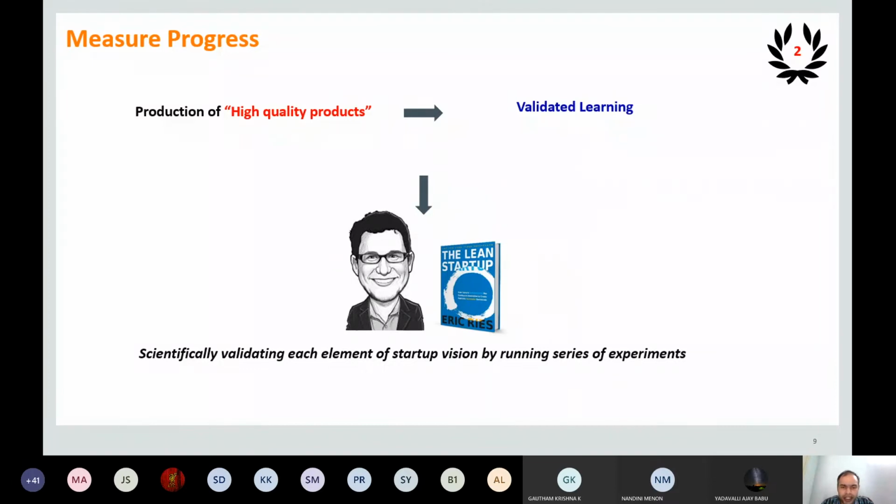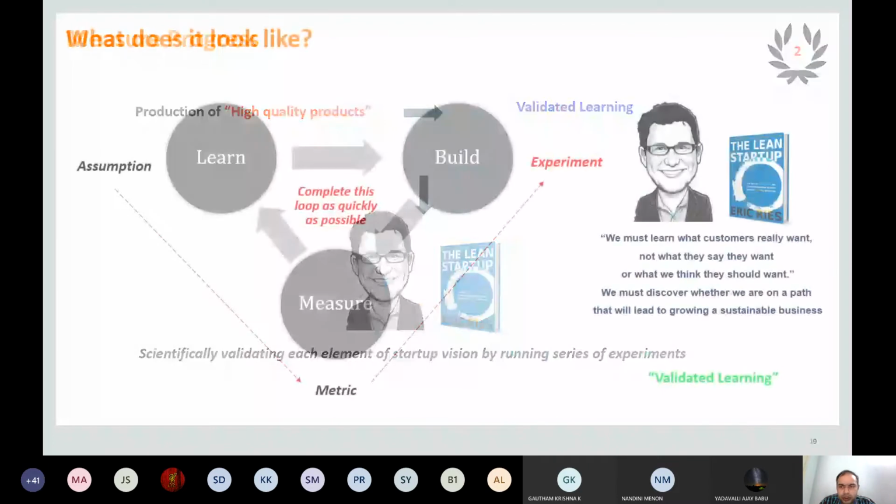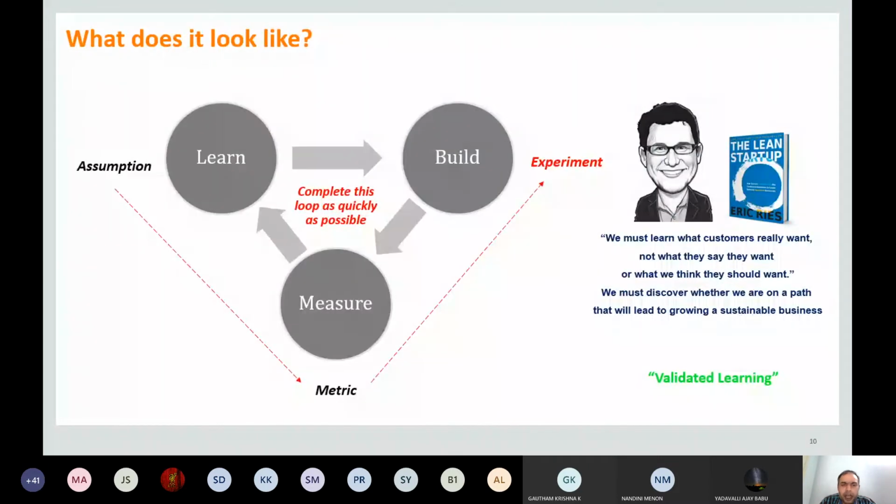Eric Ries himself proposed a model called the build-measure-learn loop. They call this a closed loop, and he is asking us to complete this loop as quickly as possible. In the build-measure-learn loop, you build some product to launch, and once it reaches the customer, you measure whether the product is successful or not, and what impact it has created with the customer. You are going to test the product by measuring it.